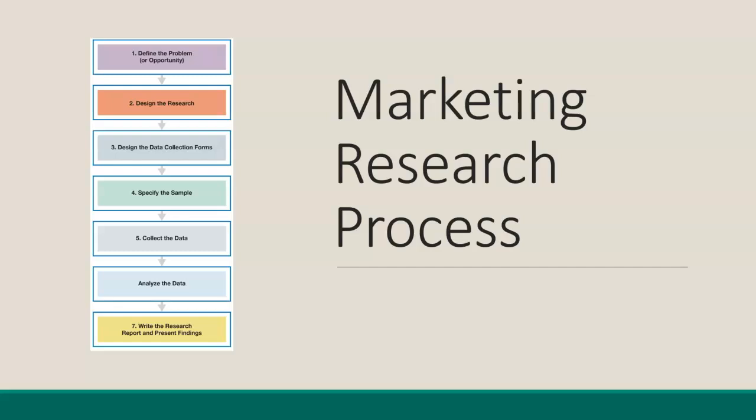The marketing research process is to: 1, define the problem; 2, design the research; 3, design the data collection forms; 4, specify the sample; 5, collect the data; 6, analyze the data; 7, write the research report and present the findings. I know you guys, just by looking at it without me even telling you those steps, already know what process we're thinking about.